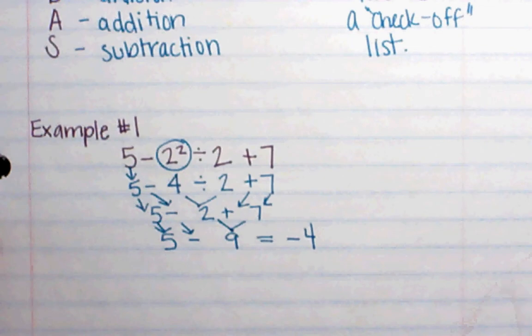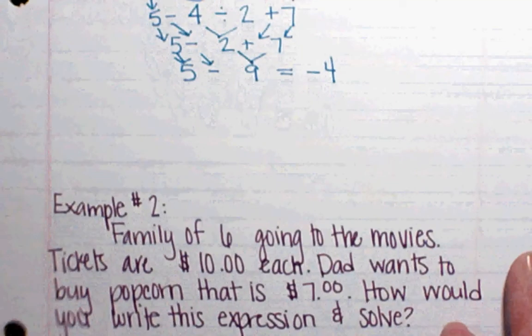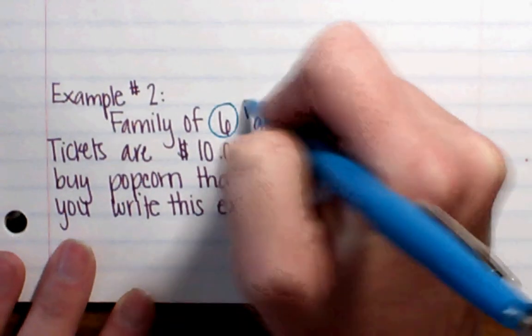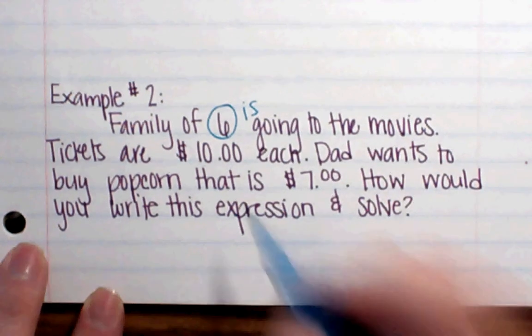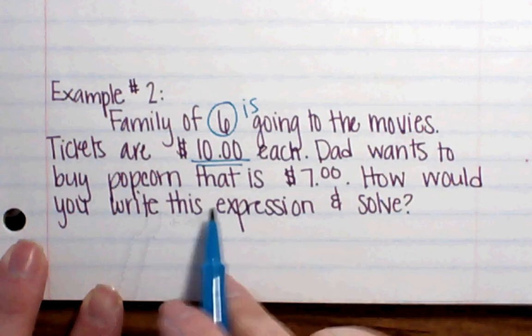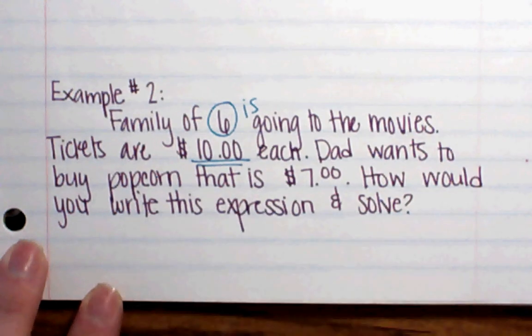Okay? Now here's a word problem where you would use PEMDAS. A family of 6 is going to the movies. Tickets are $10 each. Dad wants to buy popcorn that is $7. How would you write this expression and solve?